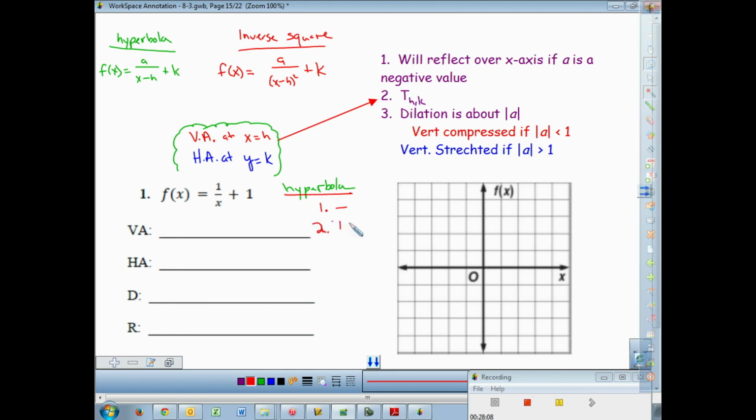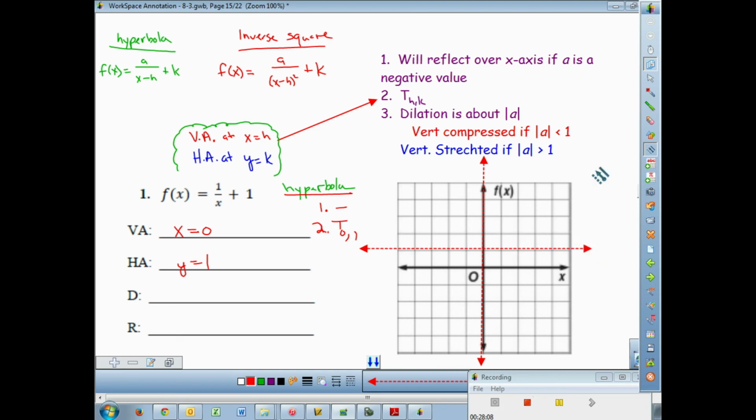Translation. Where did we translate to? Nothing happened to x, right? And then didn't it go up 1 unit? Cool. Now, I guess we can put our asymptote equations in here. X equals 0 and y equals 1. Graph the asymptotes next. Before you do domain and range, graph the asymptotes next. You got a vertical asymptote at x equals 0 and a horizontal asymptote at y equals 1.